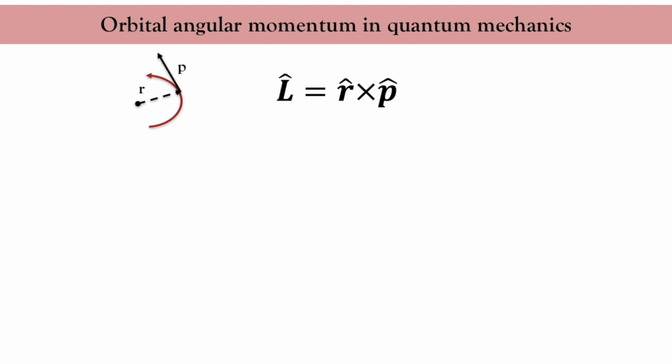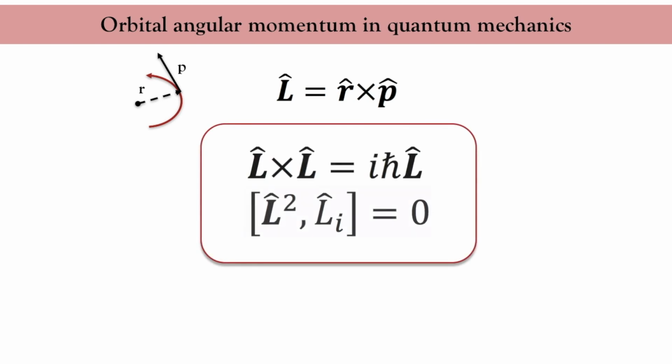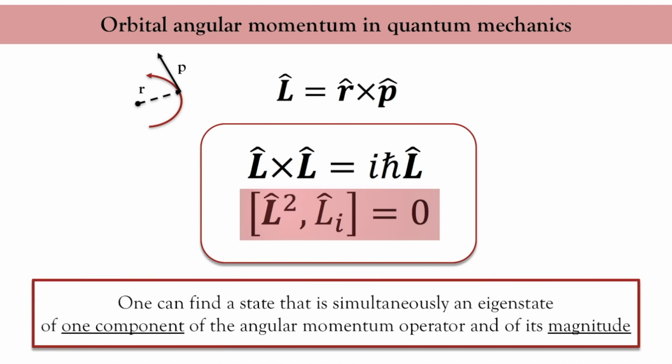It is convenient to write these algebraic properties in a more compact manner. The first relation here involves the cross product between two non-commuting operators. The second relation has a very important consequence. Because the individual components and the square norm of the orbital momentum operator commute with each other, it is possible to define a quantum state that is simultaneously an eigenstate of this component and an eigenstate of the magnitude of the orbital operator.